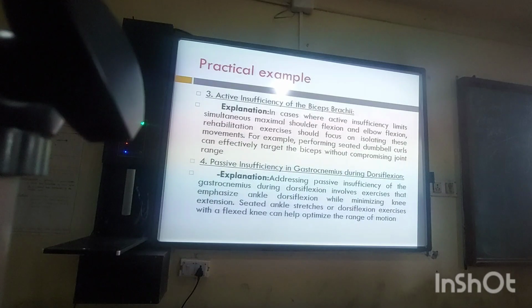Next, passive insufficiency of gastrocnemius during dorsiflexion. Now what is during dorsiflexion? It is a plantar flexor, but it is passively insufficient during dorsiflexion. Addressing passive insufficiency of the gastrocnemius during dorsiflexion involves exercises that emphasize ankle dorsiflexion while minimizing knee extension. Seated ankle stretches करते हैं और dorsiflexion exercises with knee bent or knee flexed can help to get the optimum range.